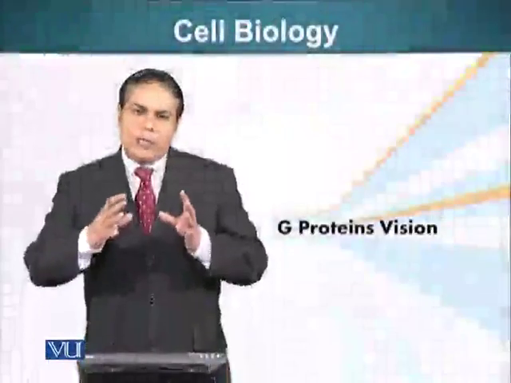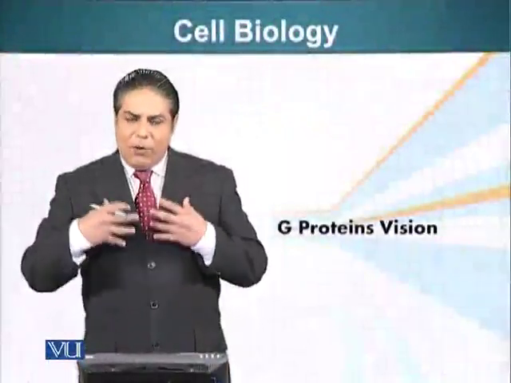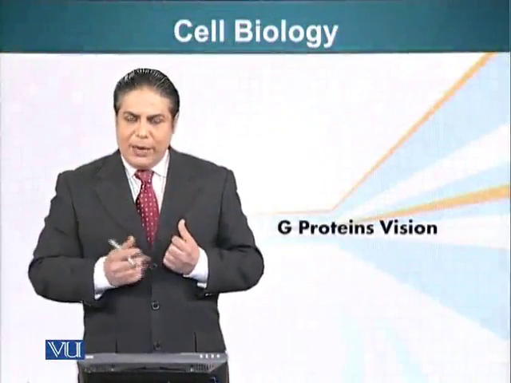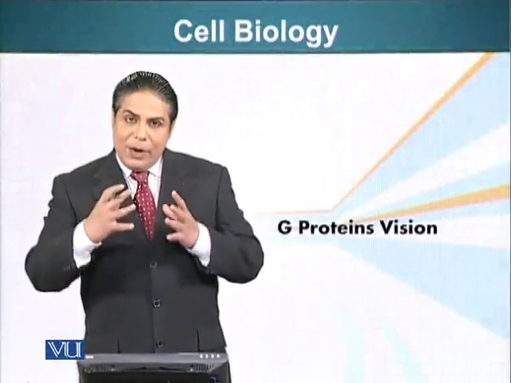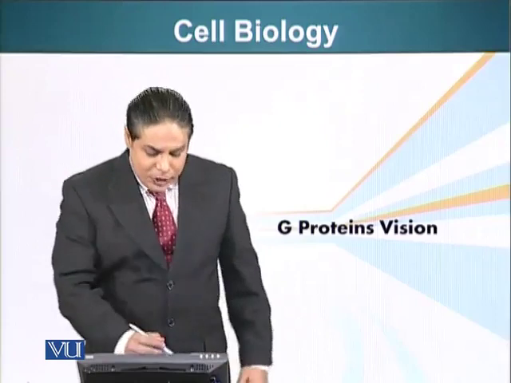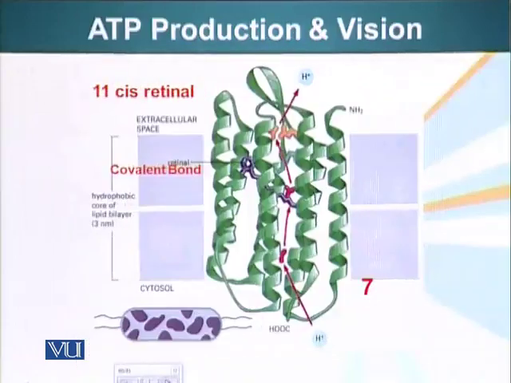We just saw the cellular and molecular basis of olfaction, our ability to smell. Now let's see the cellular and molecular basis of vision, how we are able to see. So again, as I mentioned, it's G protein coupled receptors that allow us to do it. And a very similar receptor is also present in bacteria that allows it to make ATP.